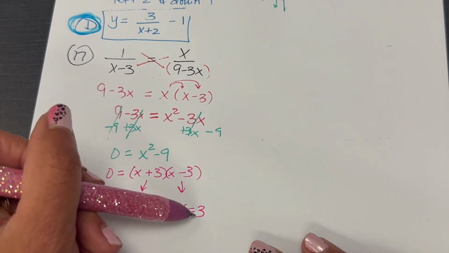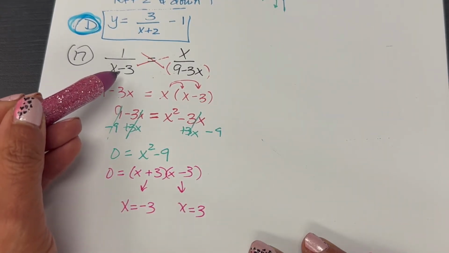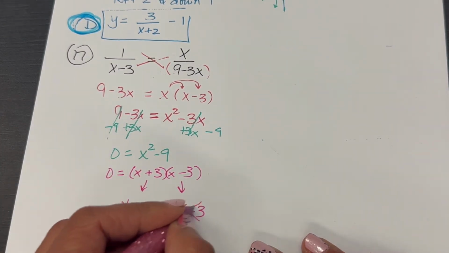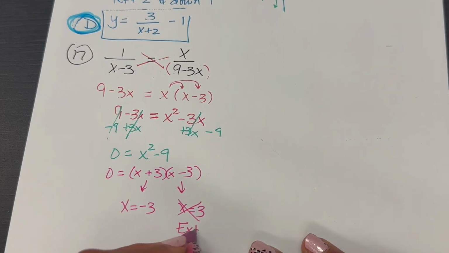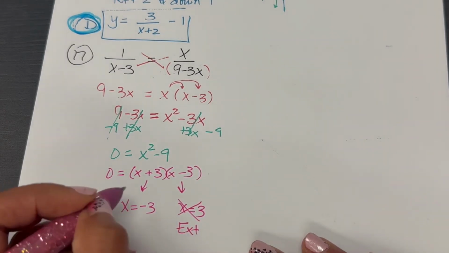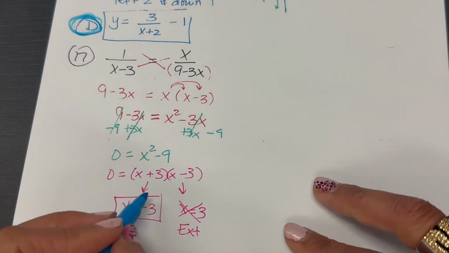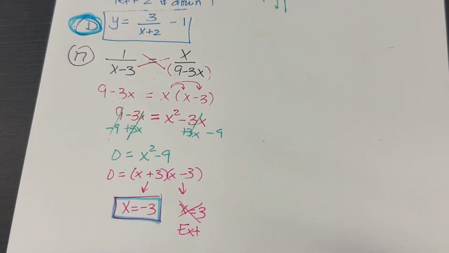But if I plug in a positive 3, I'm going to get 3 minus 3. I can't have 0 in the denominator. So this one doesn't work because it makes a 0 in the denominator, so it's extraneous. So the only solution is x equals negative 3. So from the drop-down menu on Edulastic, you would pick negative 3.